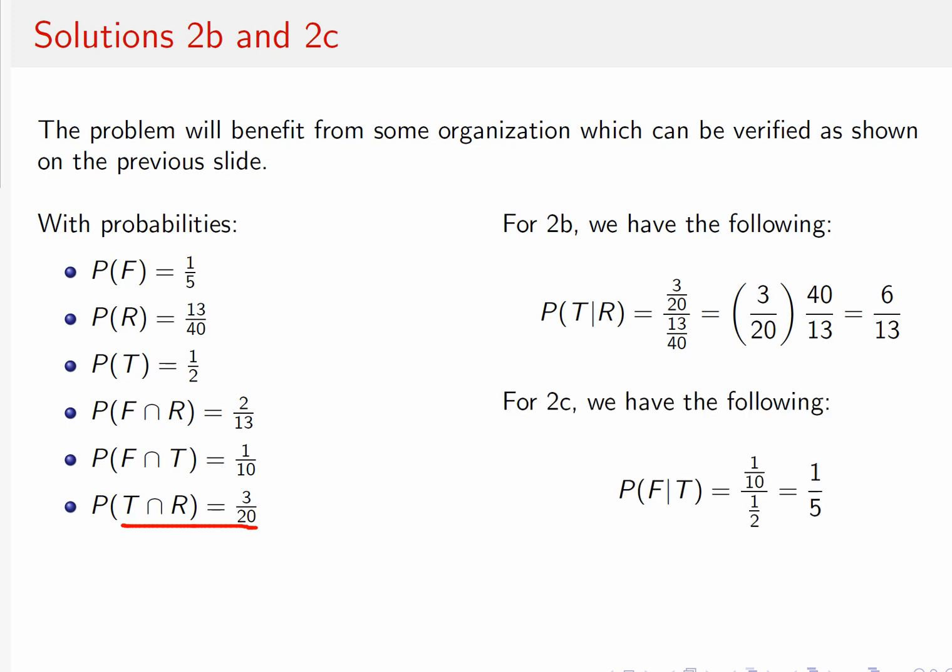And then for 2C, the probability of F given T, again, the probability of F intersect T, you can see the second from the bottom on the left is 1/10. The probability of T is 1/2. So I'm multiplying 1/10 times 2 over 1. The 2 and the 10 cancel, and I have 1/5. All right, so those are the ways that we do these calculations.